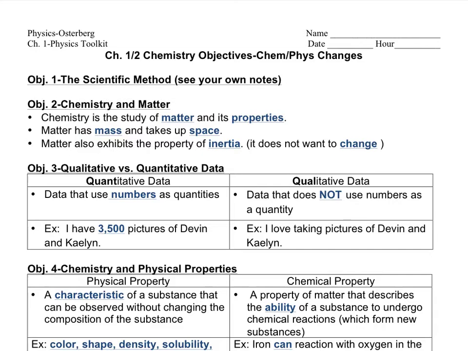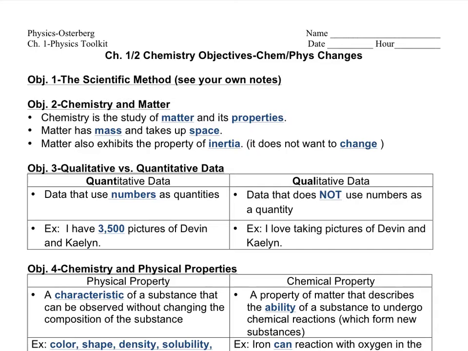Matter also exhibits the property of inertia, so this is a piece that you may not remember or may not have talked about before when you discuss matter. Inertia just means it does not want to change, so if it's moving forward, it wants to stay moving forward, it does not want to stop. It's just a property of matter. Same as the reverse. If it's at rest, it does not want to get going, kind of how we feel in the morning. So inertia is the fact that it does not want to change. It wants to stay the way that it is.